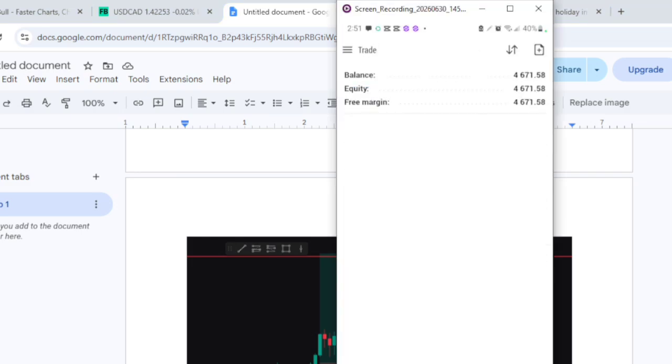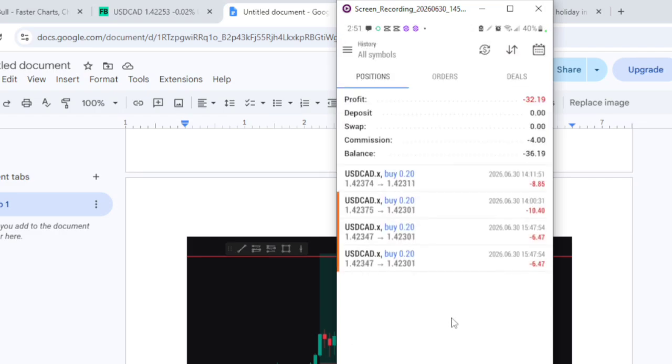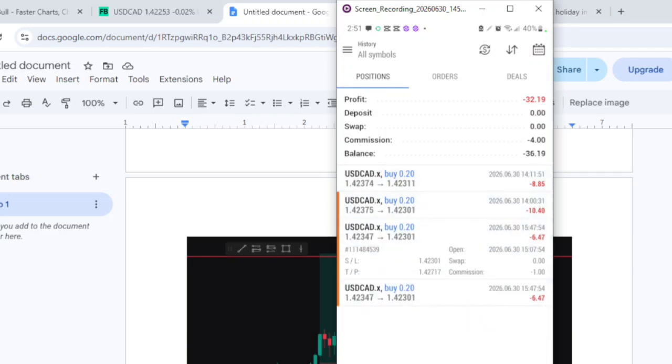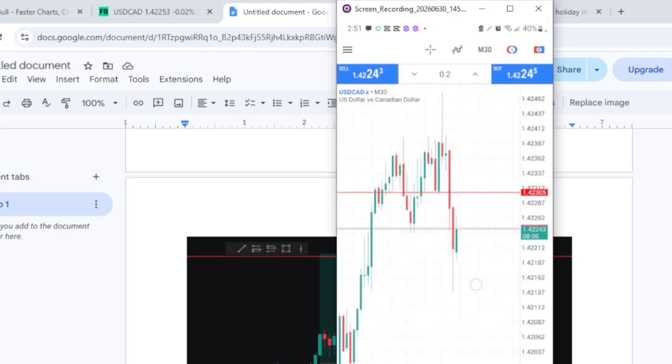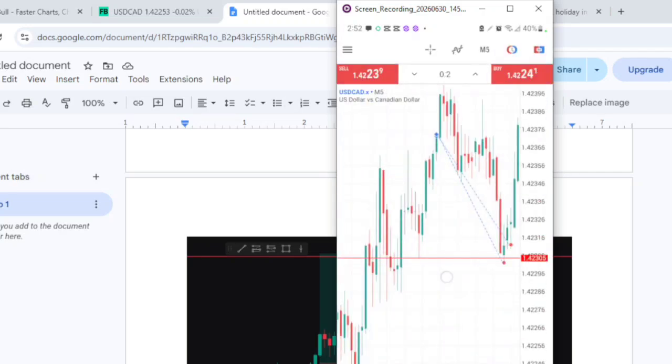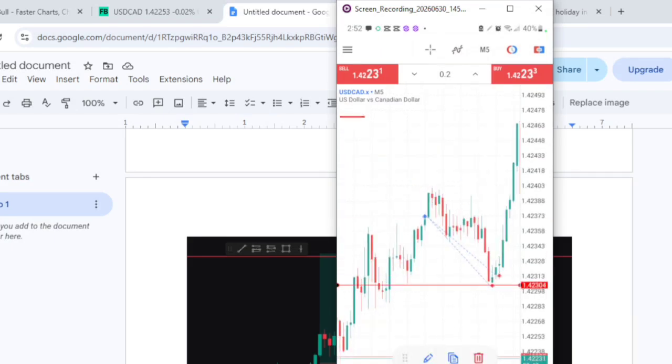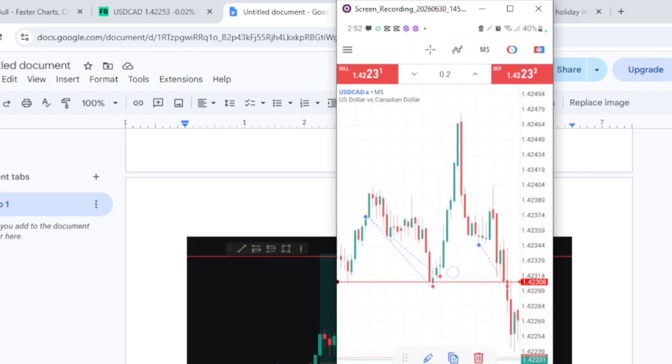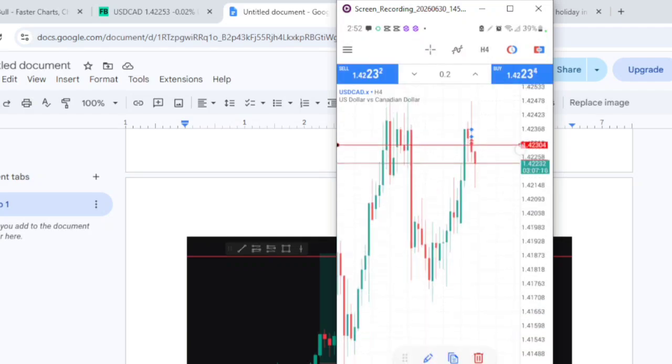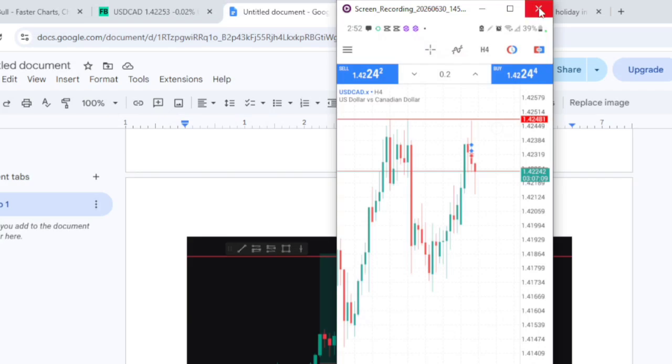Right now this is my account balance and this is my history for today. This was the first trade, and you can see these were the executions. It took me out on this low. And this was the second trade. It took me out. You can see it went to my take profit and came back. So that was it. I'll keep updating you guys, and thank you.